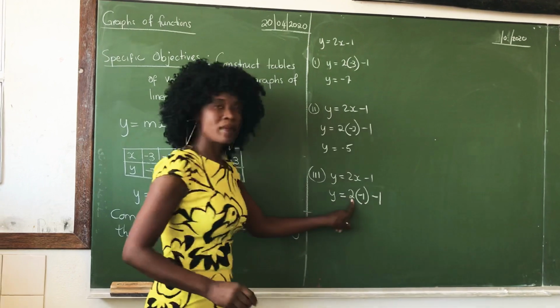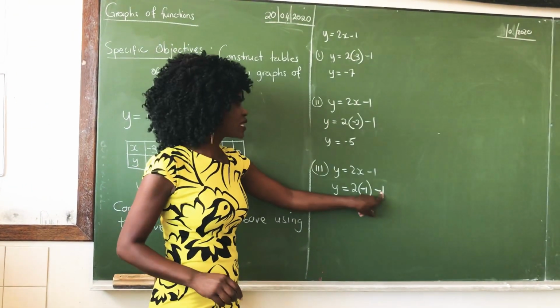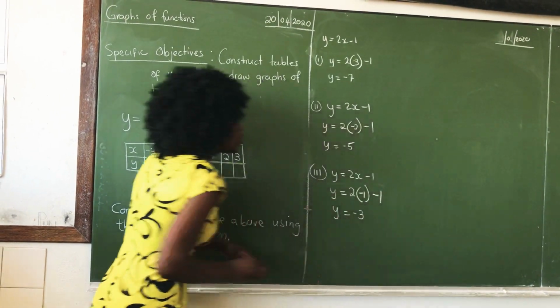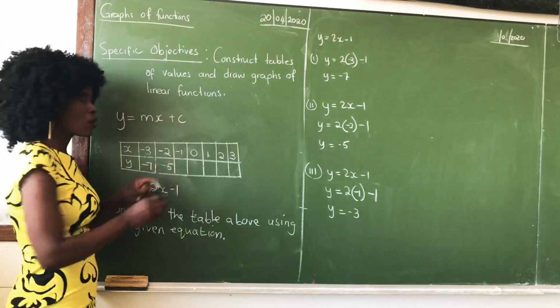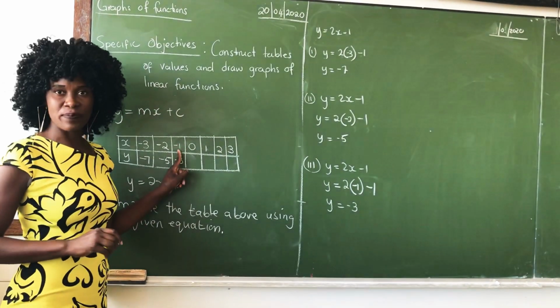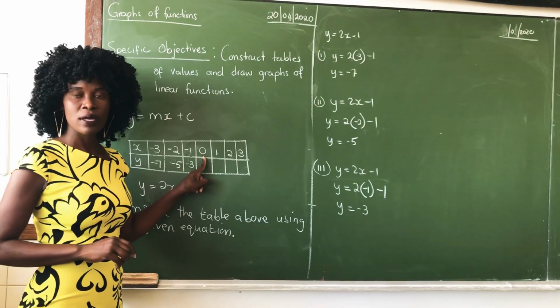So we multiply 2 times -1 to be -2. -2 minus 1 will give us -3. So when x is -1, y is -3. Now we are done with x being -1. So we move over to the next column, which is now 0.